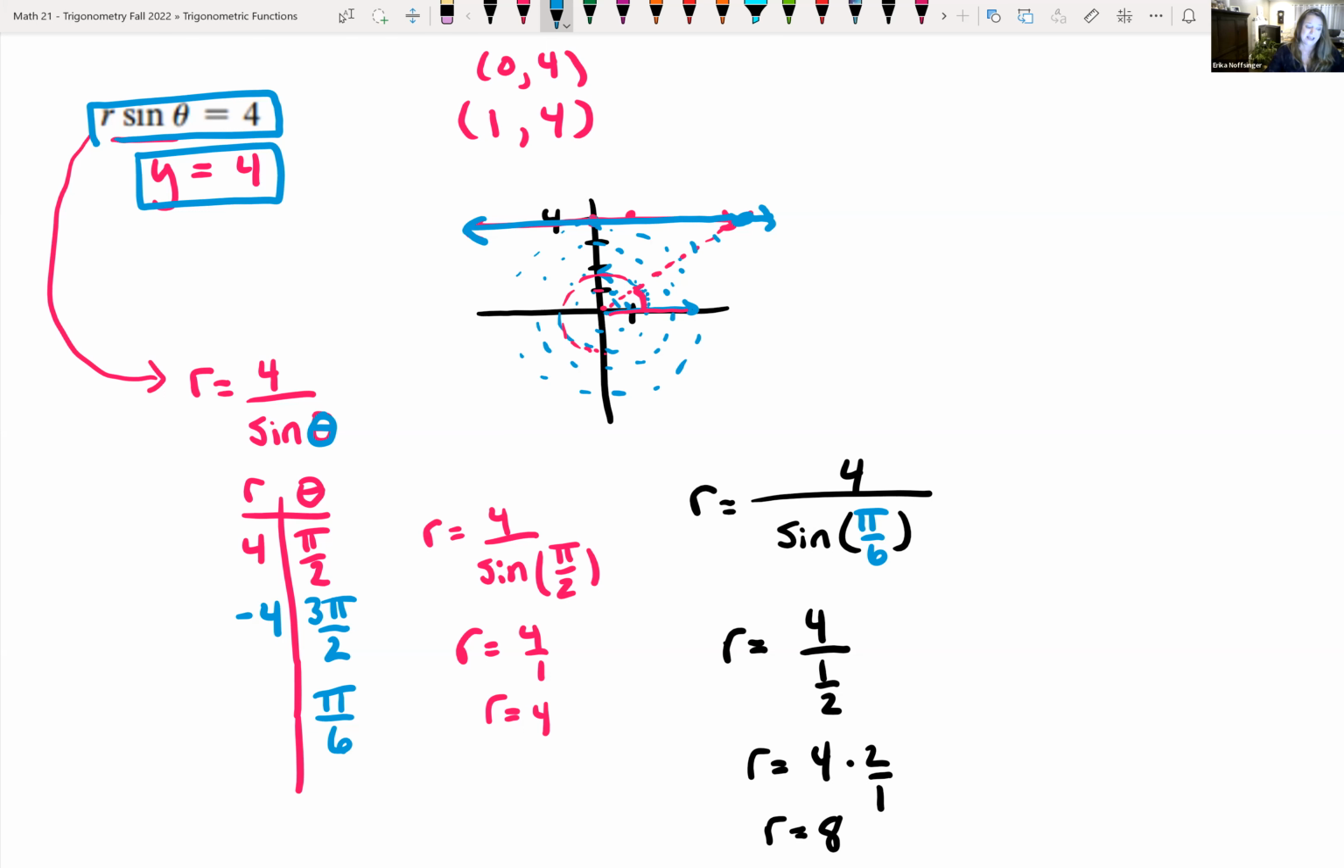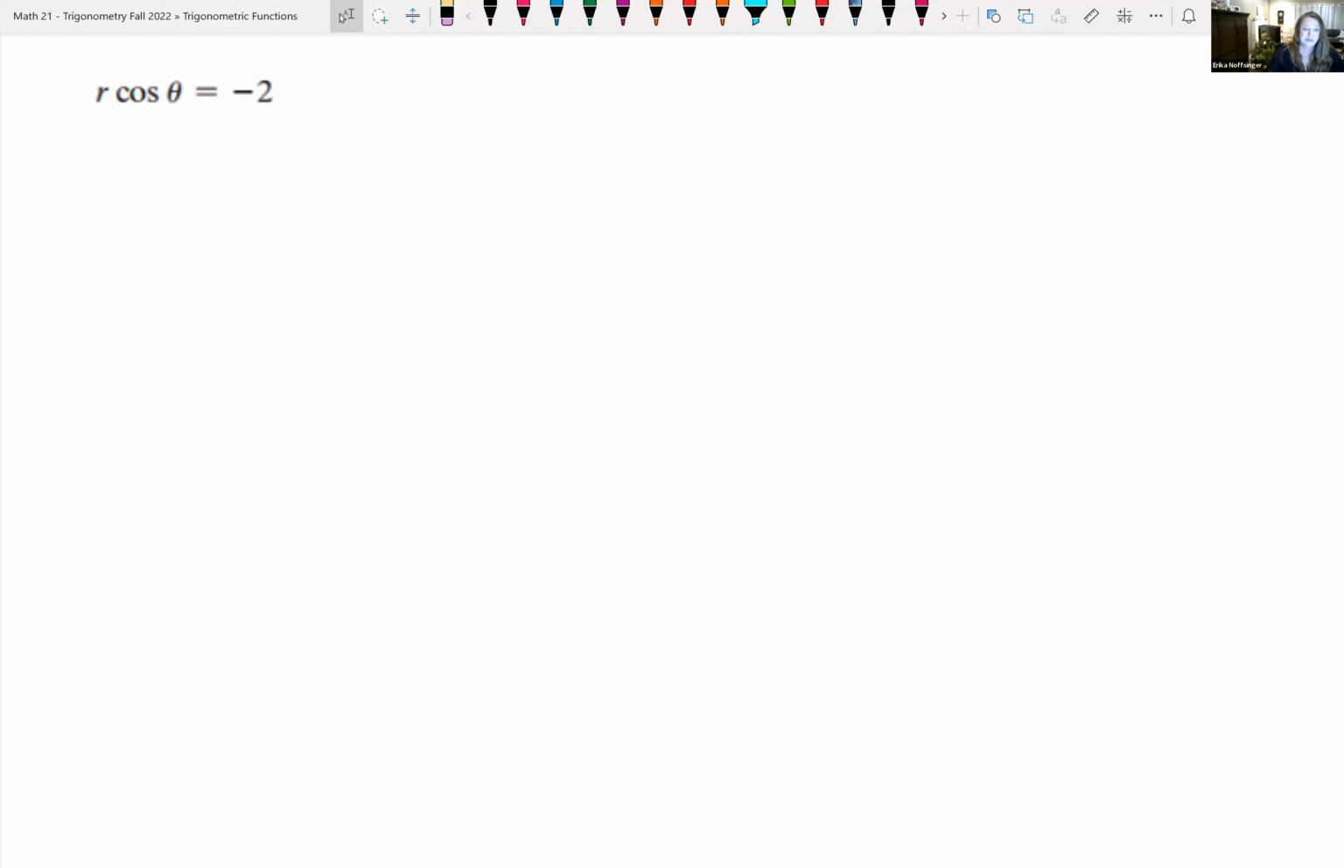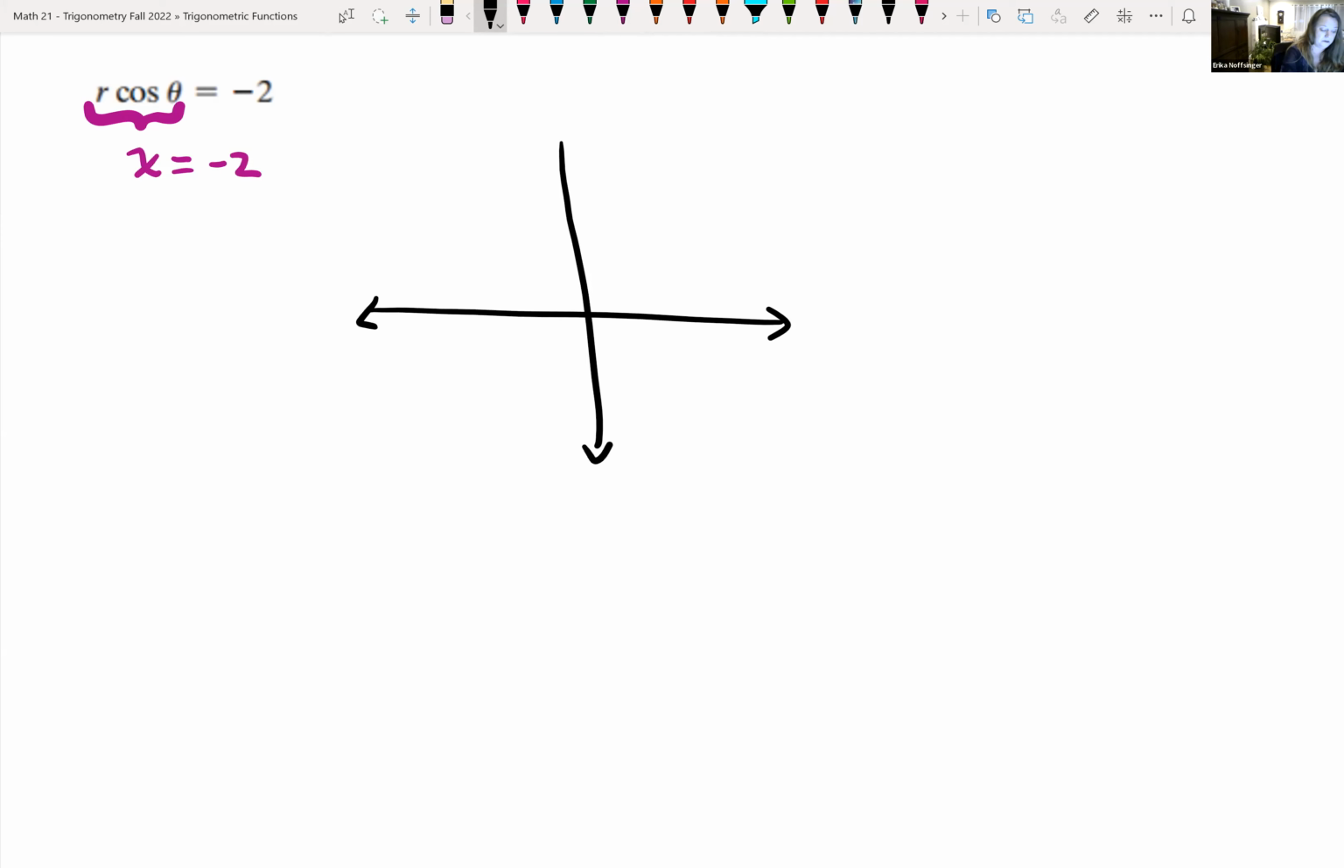So let's look at one other case before I bring that theorem to you that tells you about these equations and the shapes that you'll get. So in the next example in front of us, we have r cosine theta is equal to -2. So recall r cosine theta was just equal to our x value. So x was equal to -2. Recall if we have an equation in the form x equals -2, that's just a vertical line at x equals -2. Think of it as there's no y value in here. So our x value is always -2 and our y value is changing.